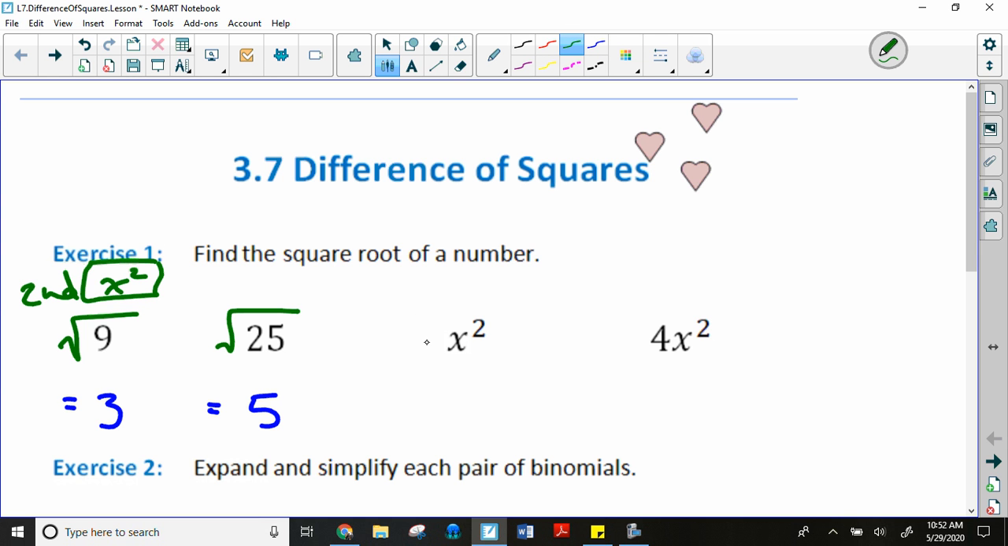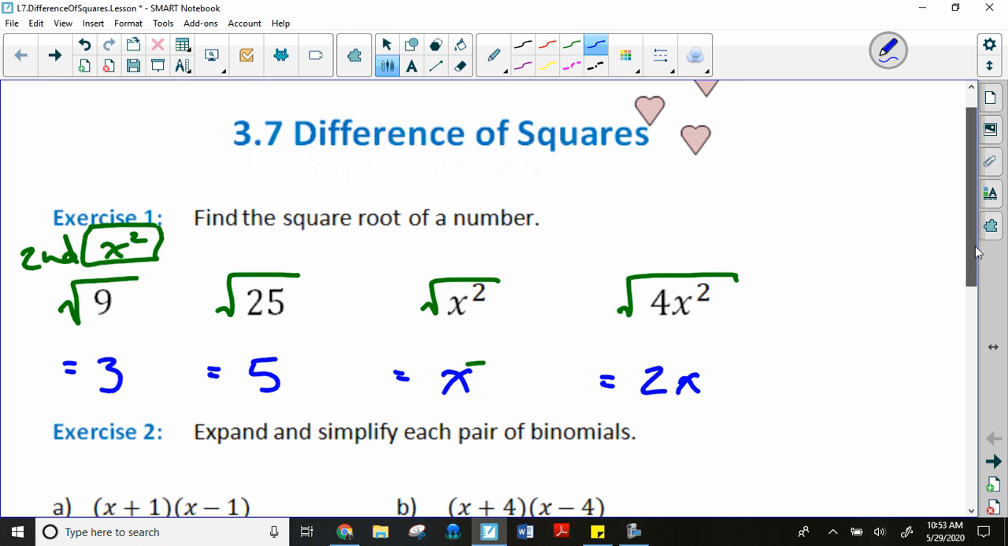Then we can get into situations where we have a variable, and you have to think to yourself, well, if there are two x's here, it means the square root was x and x, because x times x would give you x squared. And we can combine both of those things: the square root of 4 would be 2, and the square root of x squared is x. If there's two of them here, there's only going to be one of them there. So you can apply the square roots to a bunch of different things, and that's what you have to be able to do for these types of questions when we're factoring.